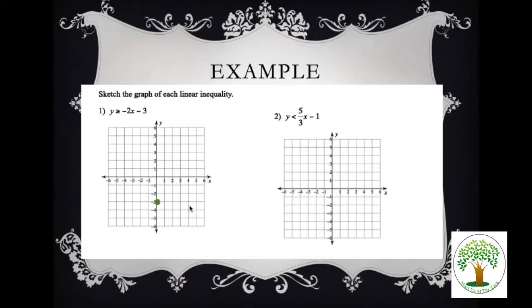-3. And I'm going to go down 2 and over 1. Down 2 and over 1. But I am also going to go up 2 and back 1. And I'm going to draw my line. Is it going to be dotted or solid? Solid.